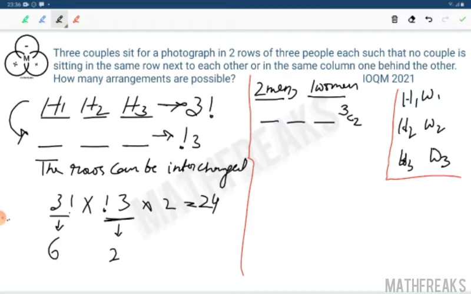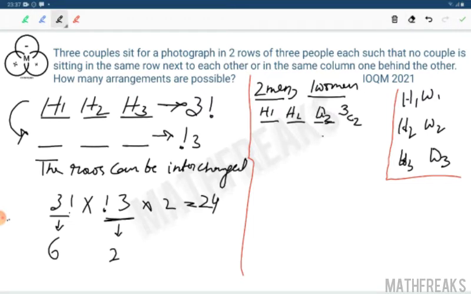Suppose the arrangement is like H1, H2. Then obviously we cannot select H2. We have to select H3. We cannot select W2. We have to select W3. If we can select W2 here, whether we can or not. Suppose W2 is here. Let's see what happens.